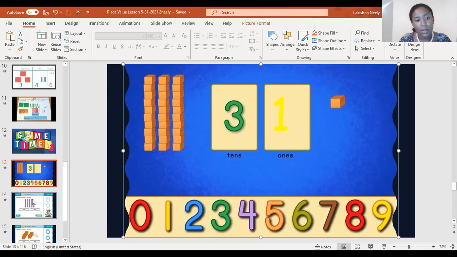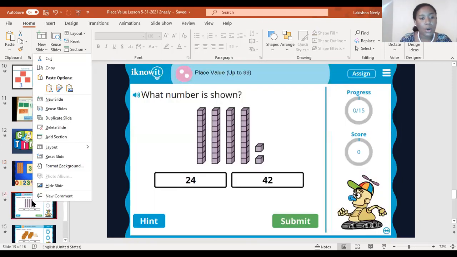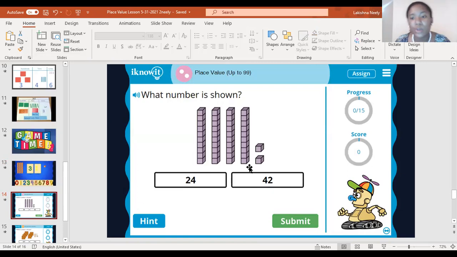So now let's go here. And I'm not going to go to full screen because we have to keep working out. Okay, so what number is shown? They want to ask you what number is shown. They have 2 numbers here, 24 and 42. We're going to cover the number that is incorrect.